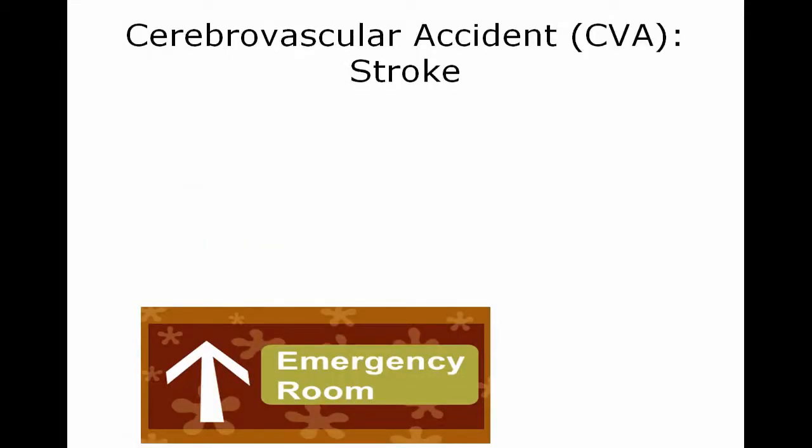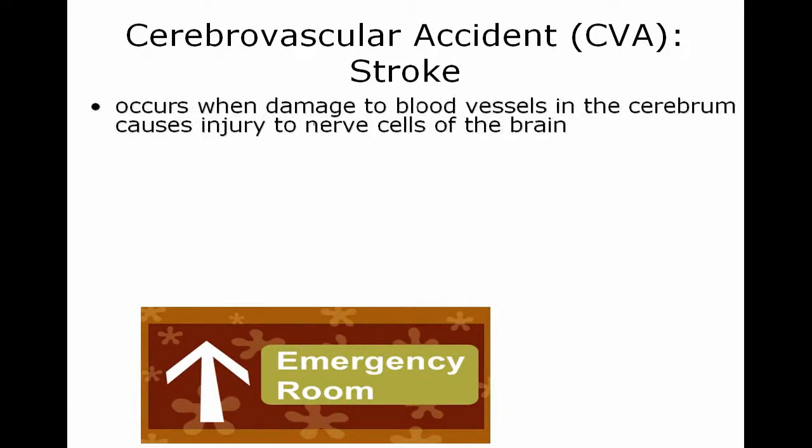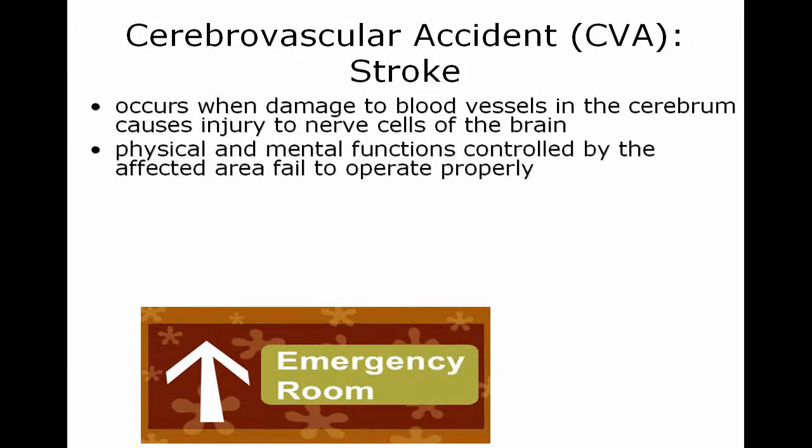Okay, CVA. The first thing you see on the screen is a little emergency room sign. If a person thinks they may be having a stroke, they need to get to the nearest emergency room as quickly as they can. When the person has a stroke, a CVA, cerebrovascular accident, either a blood clot has caused a blockage in one of the cerebral vessels, or one of the cerebral vessels has ruptured and is hemorrhaging, and damage is occurring to the sensitive nerve cells of the brain. So the quicker the person gets to the correct treatment, the better the results can be.